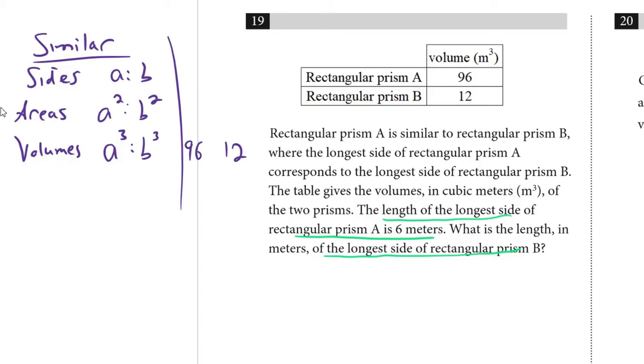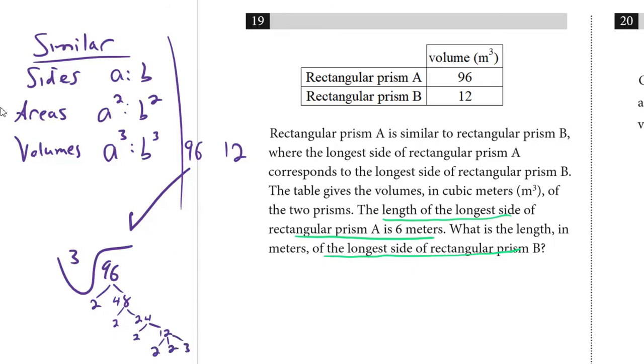So if we're simplifying the cube root of 96, to simplify that, you would want to know the basic factors of 96. Well, 96 is really 2 times 48. 48 is 2 times 24. 24 is 2 times 12. 12 is 2 times 2 times 3. And so the basic factors of 96 are 2 to the 5th times 3.